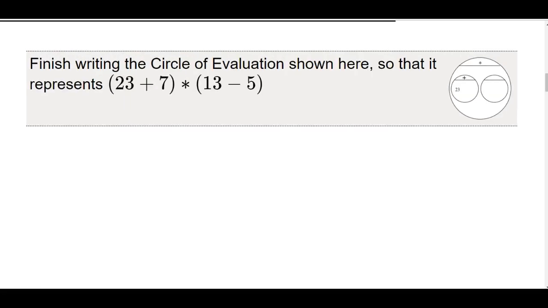All right. So it says they want us to finish this. We have a times, we have a circle with a plus, and 23, and another circle with nothing in it. So pause the video here, see if you can get this one finished.